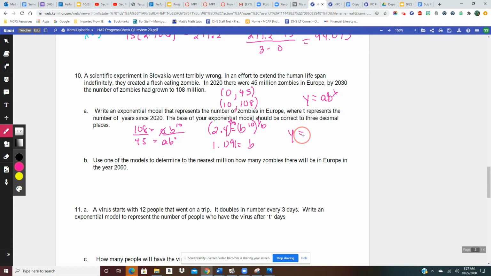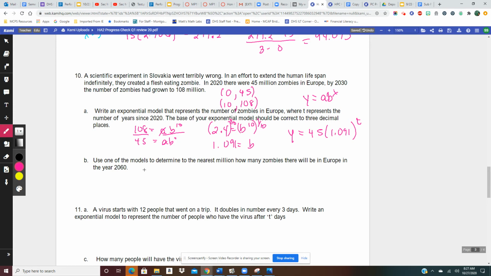So y equals A, which was 45. And you can just say that this answer is in millions because these are both in millions. So times 1.091 to the x, or to the t, if you're going to write it as an exponential model. So in 2060, how many zombies will be there?